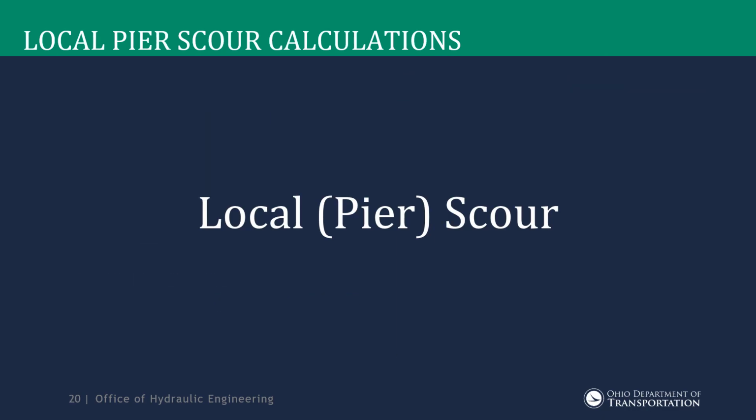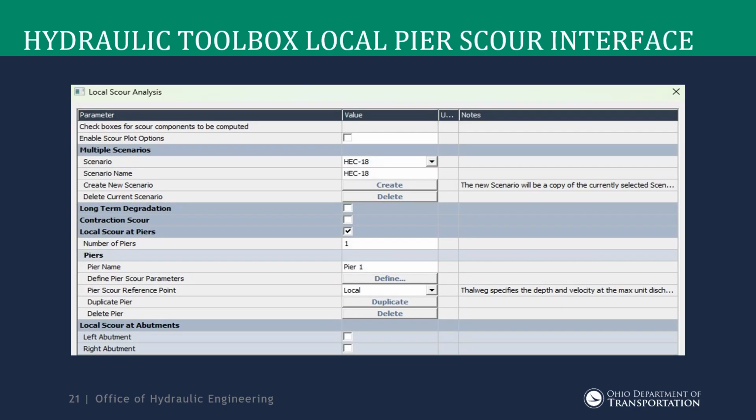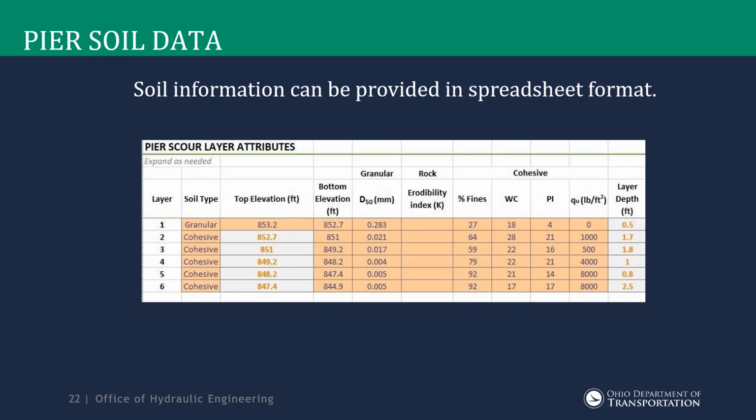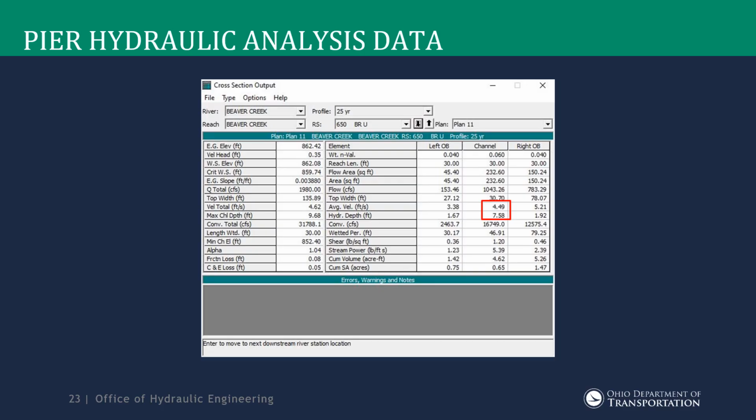So now we're going to look at pure scour. Here's that interface again, and we've check marked the pure scour. And then we hit the define button, and we have to fill that in with information. We can look here, here's soil information again, and here is the hydraulic information.